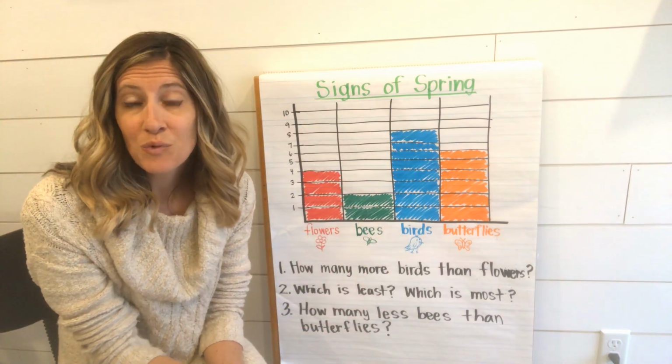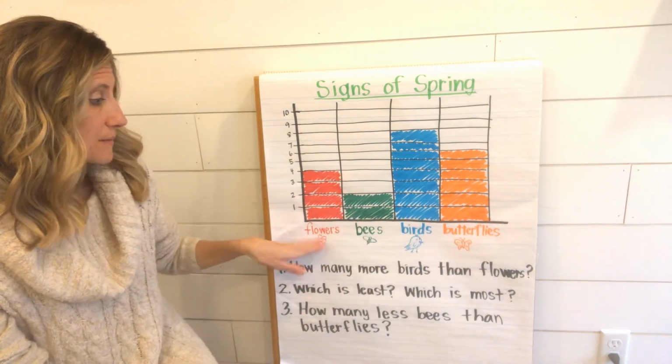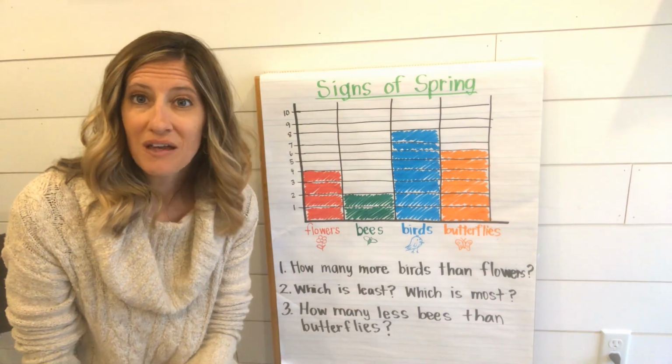So that is how you read and interpret a graph with different items listed on there. These were the signs of spring. We will do another one on another day.